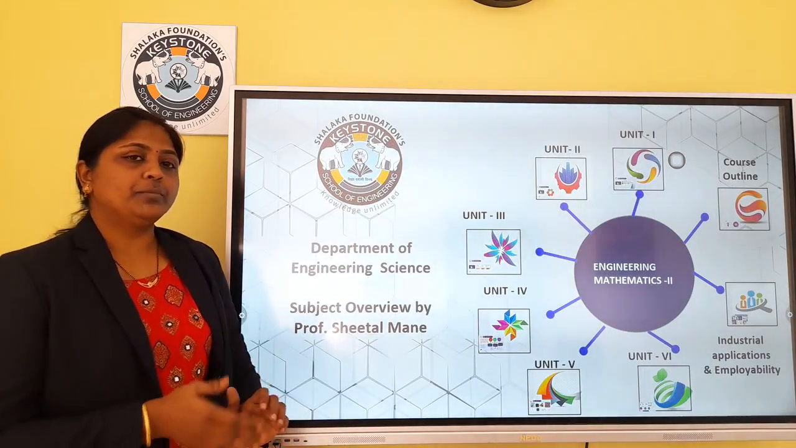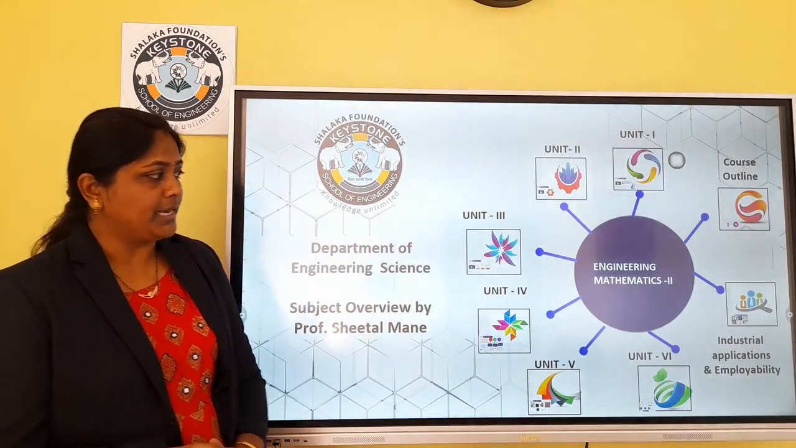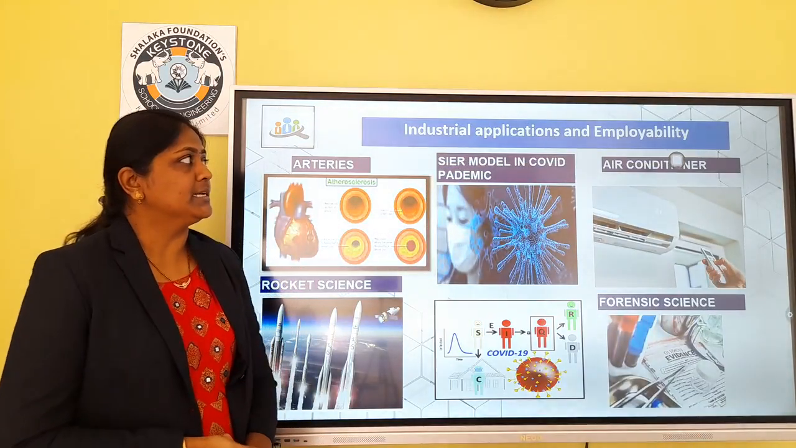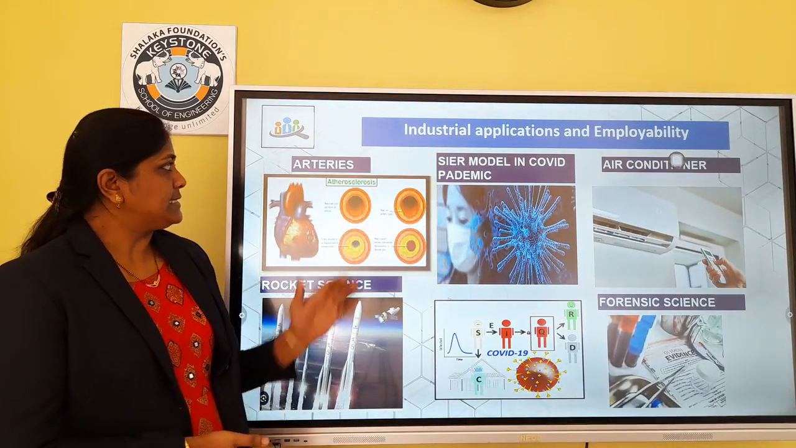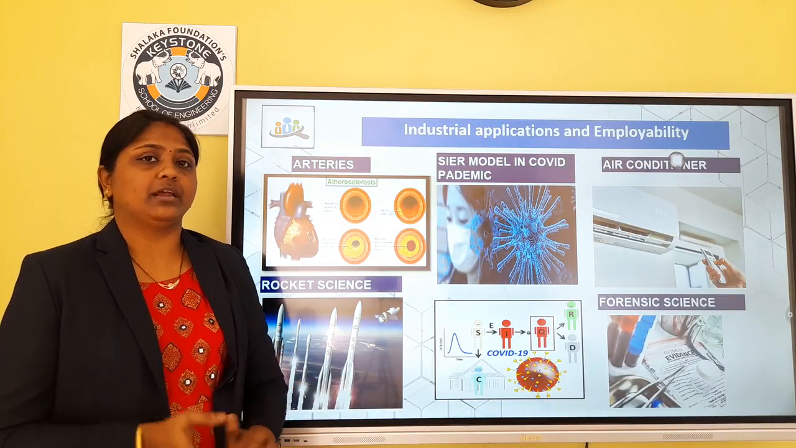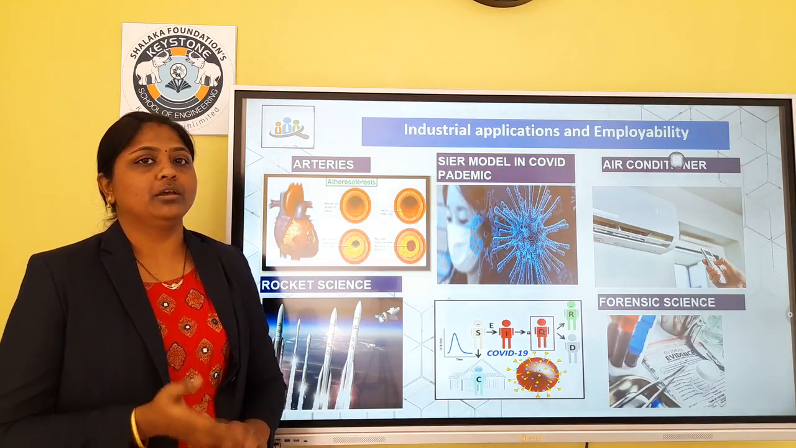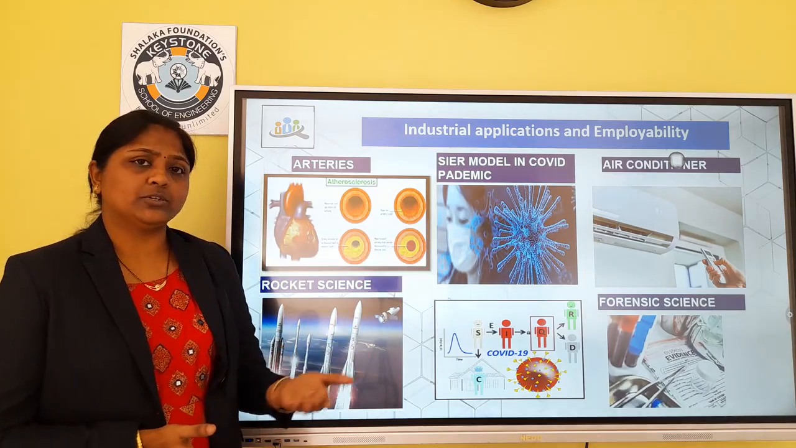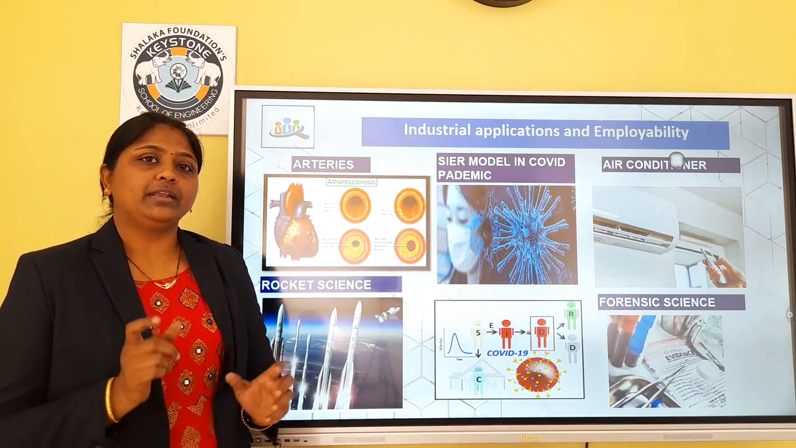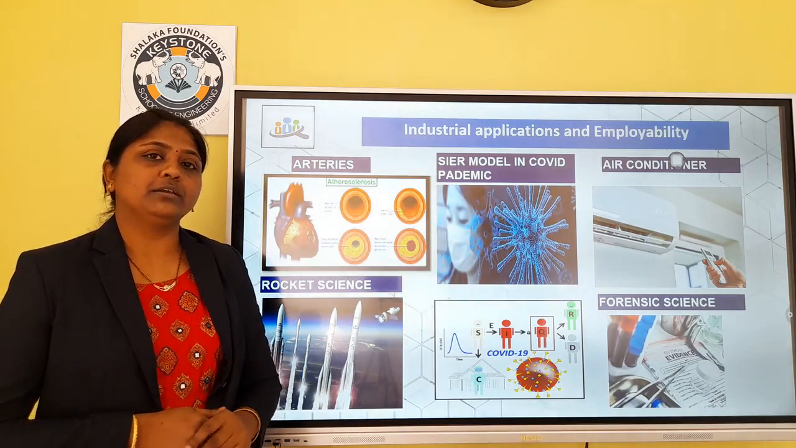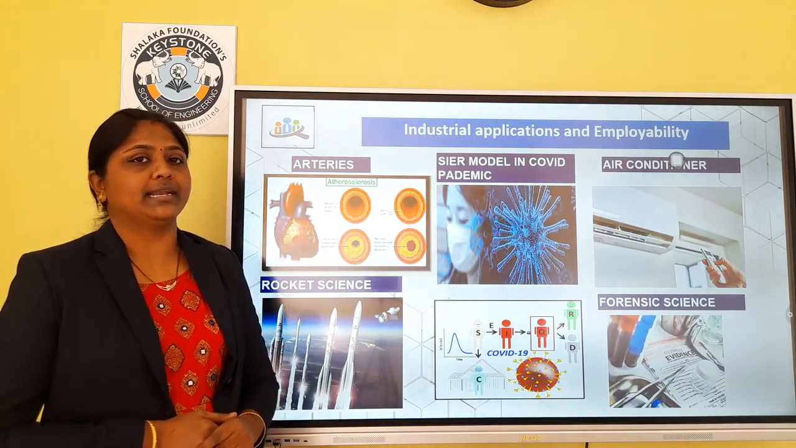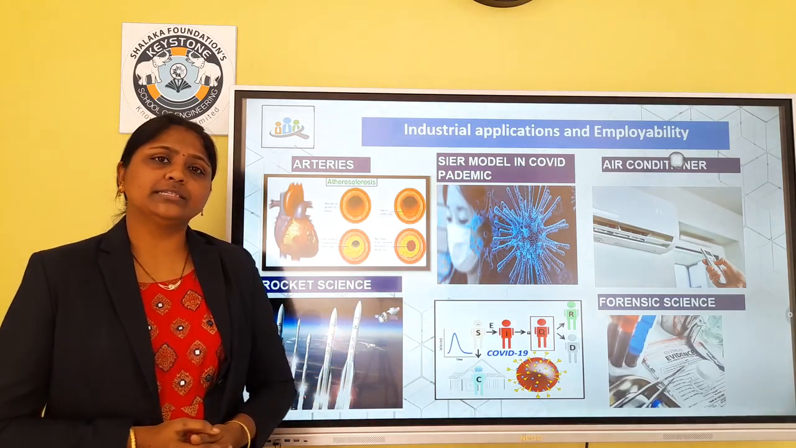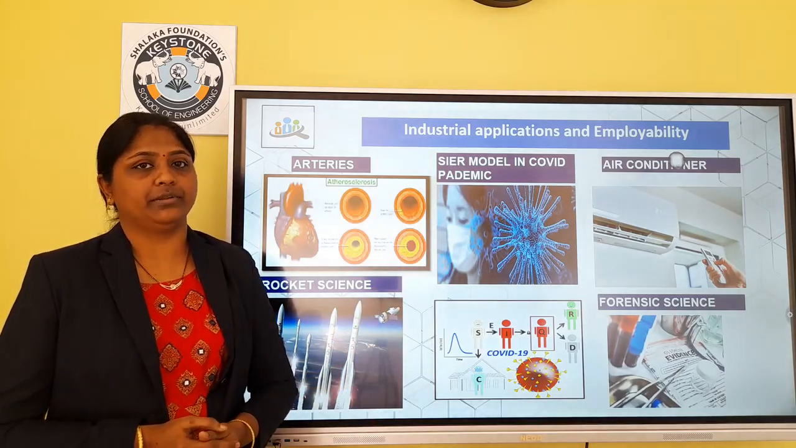Now, this is the overview of the topics. Now we will see the applications part. See, these are some industrial applications. First is arteries. We can derive a mathematical model for the blood flowing through the arteries, or the kidneys or various organs of the body. We can find the rate of flow of that blood by deriving the mathematical model, and that is a differential equation. Second, very recent, to analyze the COVID pandemic we used differential equations.